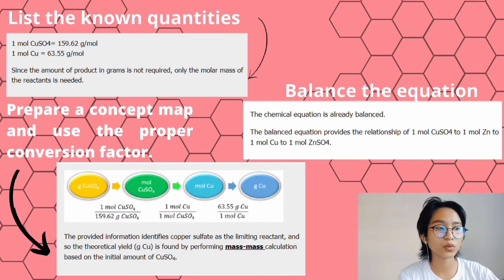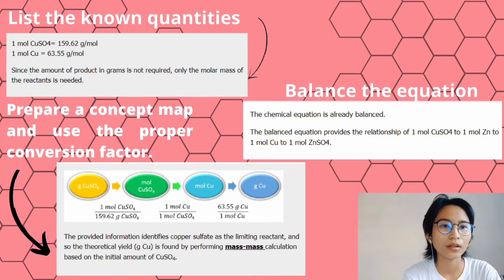First, we list other known quantities, which are 1 mole of copper sulfate, which is equal to 159.62 grams per mole, and 1 mole of copper metal, which is equal to 63.55 grams per mole. And since the amount of product in grams is not required, only the molar mass of the reactants is needed. Next, we see if the equation is balanced. Since the equation is already balanced, we move on to the next step.